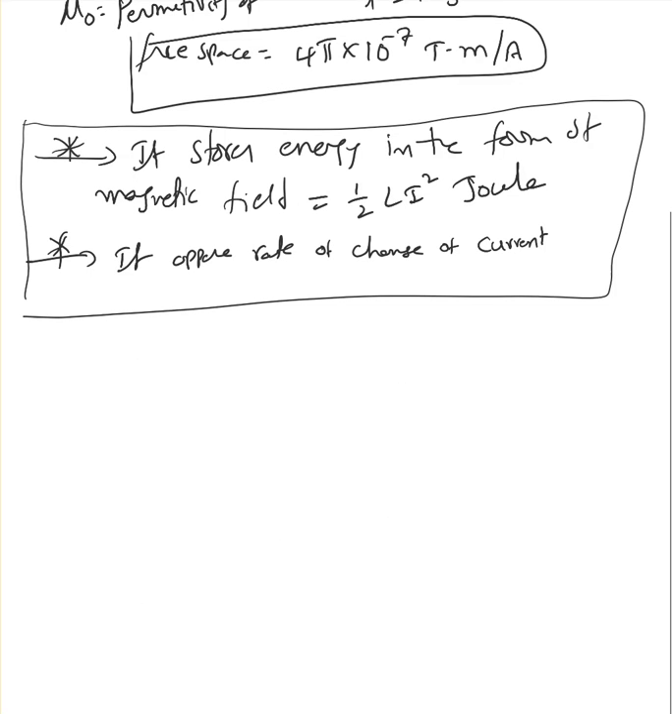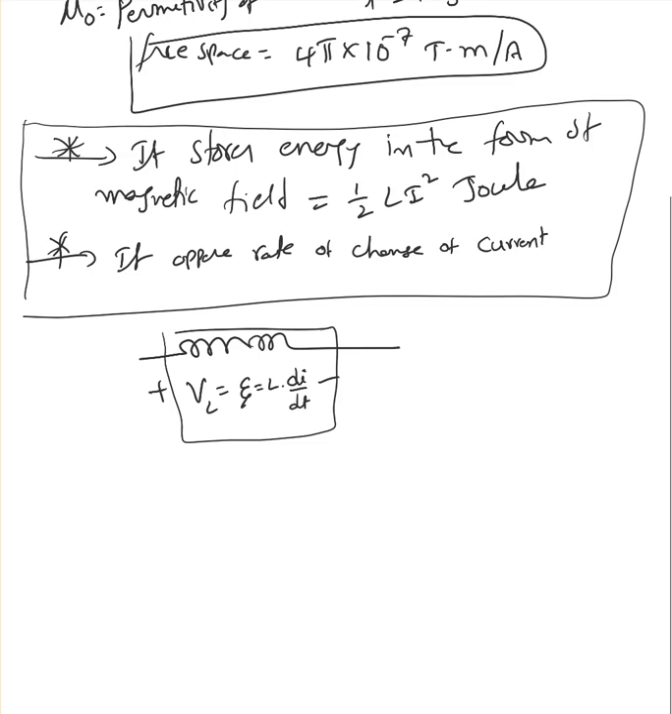Now the voltage drop across an inductor equals plus or minus V L, or sometimes we indicate it with E. That's called the induced EMF. E equals L times di by dt. So the voltage drop across an inductor equals L times di by dt. Probably you may need to remember this formula for the voltage drop across an inductor.